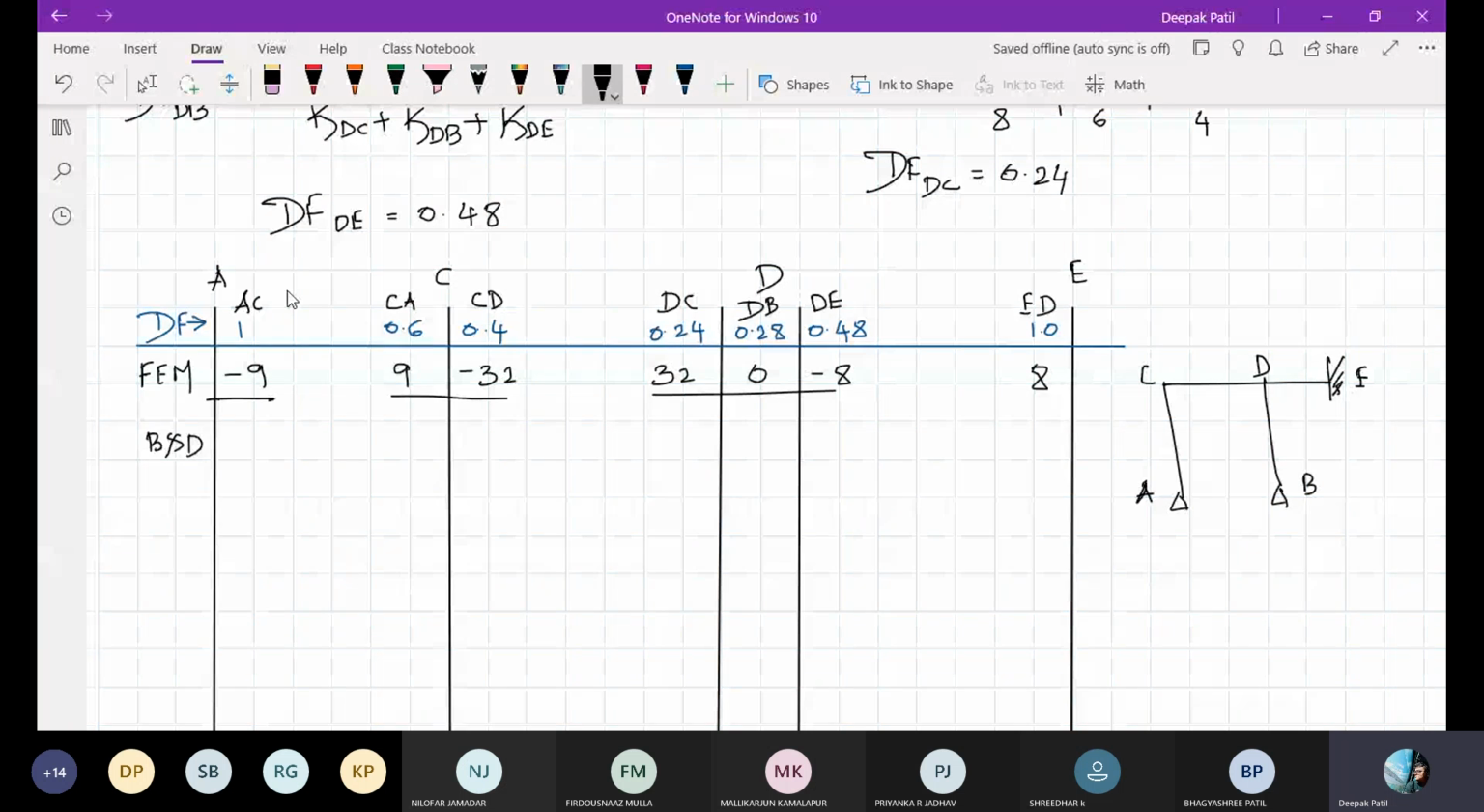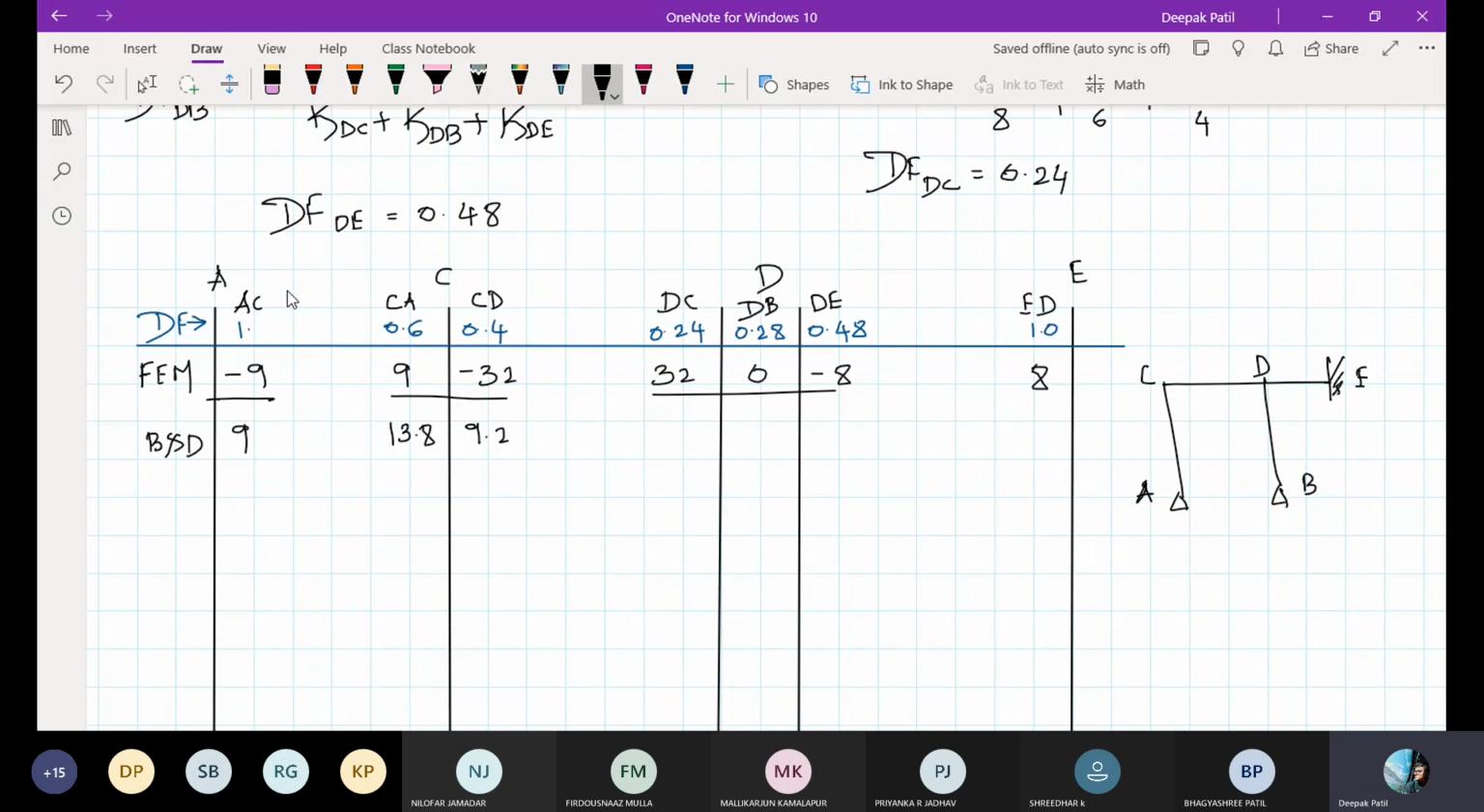So the net moment at A at present is -9. To balance that, you will apply +9. +9 into this one is 9. Now here, if I see the net moment is 9 minus 32, which is -23. So -23 is the net moment at C. To balance that, you will apply +23. +23 you have to distribute according to these distribution factors. So +23 into 0.6 is 13.8. +23 into 0.4 is 9.2.